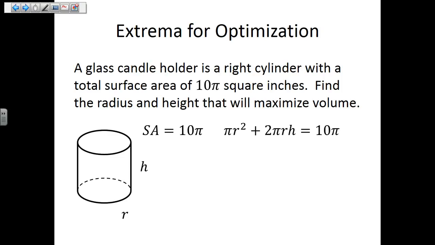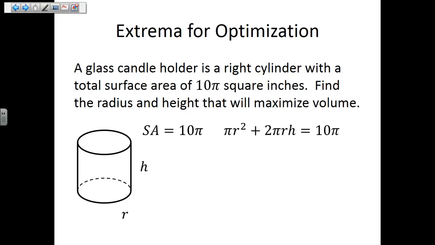Now they're giving us the total surface area, but we could make this a very short, wide candle holder, or we could make it a very skinny, very tall candle holder that uses that same surface area. We're trying to find the right combination of radius and height that's going to maximize the volume, that's going to have the most candle in there.